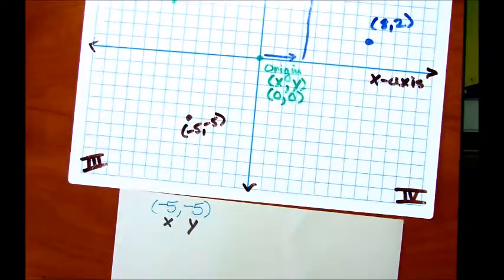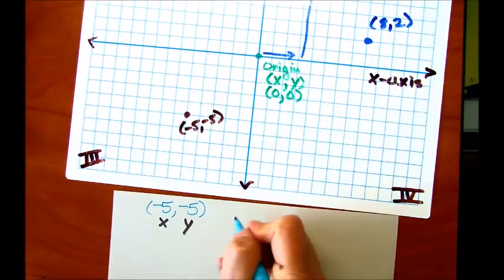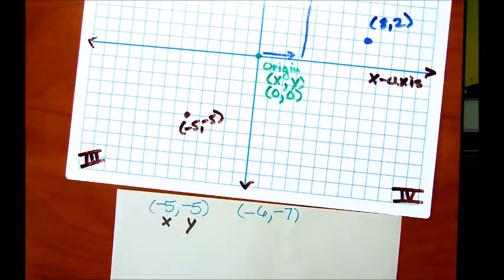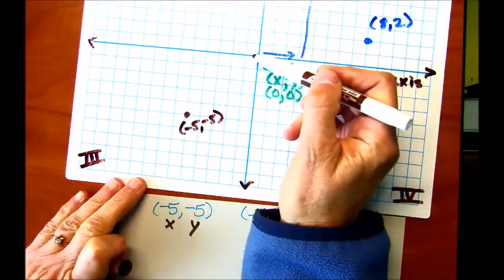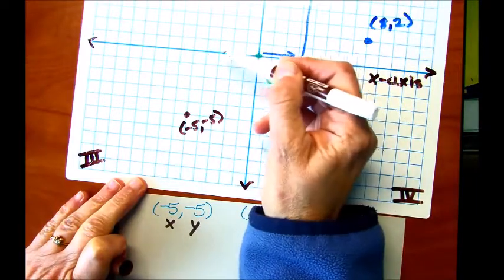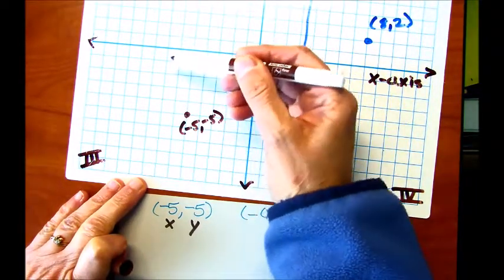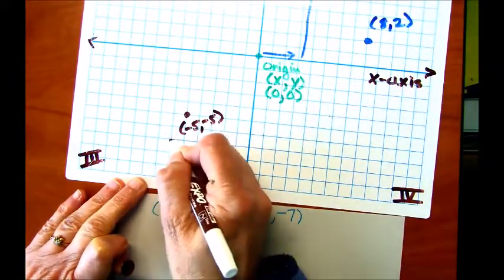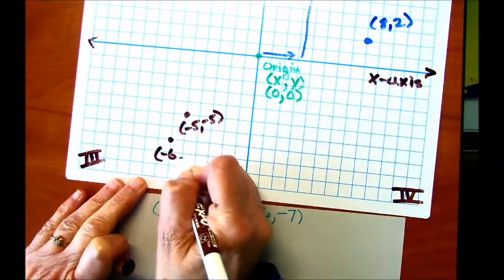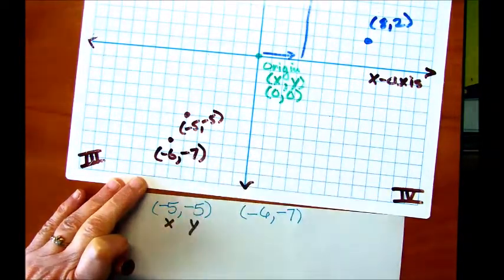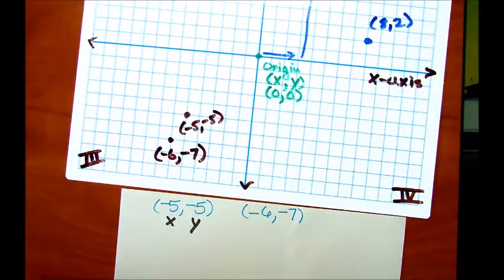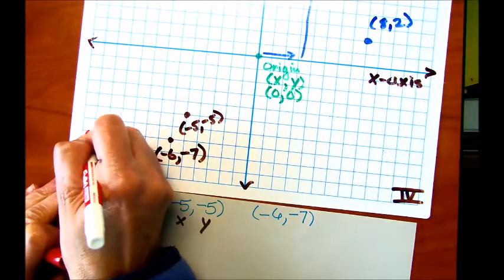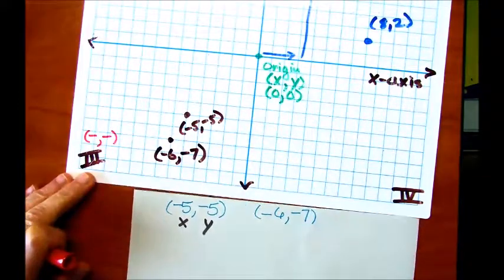And let's do one more in that quadrant. Let's say we have -6, -7. So I'm going to go across 6, 1, 2, 3, 4, 5, 6, and then down 7, 1, 2, 3, 4, 5, 6, 7. -6, -7. And so you can see all the points in quadrant 3 are going to be -x, -y.